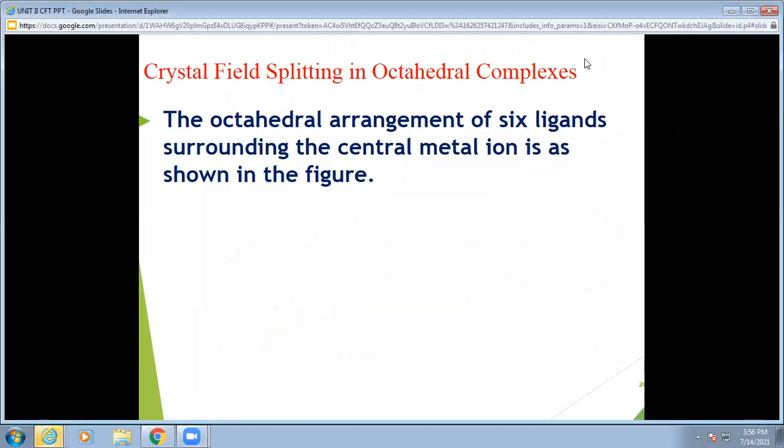Right now, splitting of d orbitals in octahedral complexes.